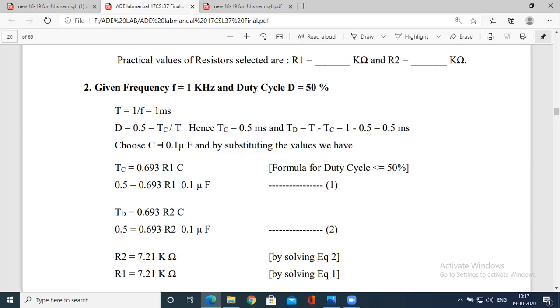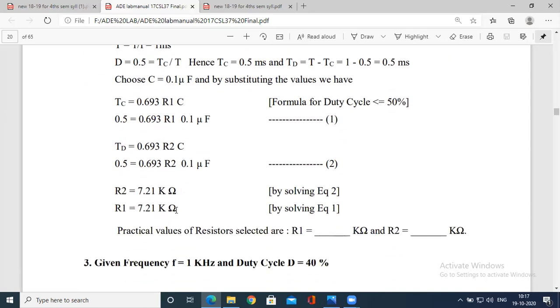So taking the same capacitor value of 0.1 microfarad, substitute these values into the two equations, charging 0.693 R1 times 0.1 microfarad. These are the standard equations we have. Here, charging happens only through R1, and discharging happens only through R2. Substitute these values and you can directly find R1 and R2. You could see both R1 and R2 values are equal resistors. This is for the second case.